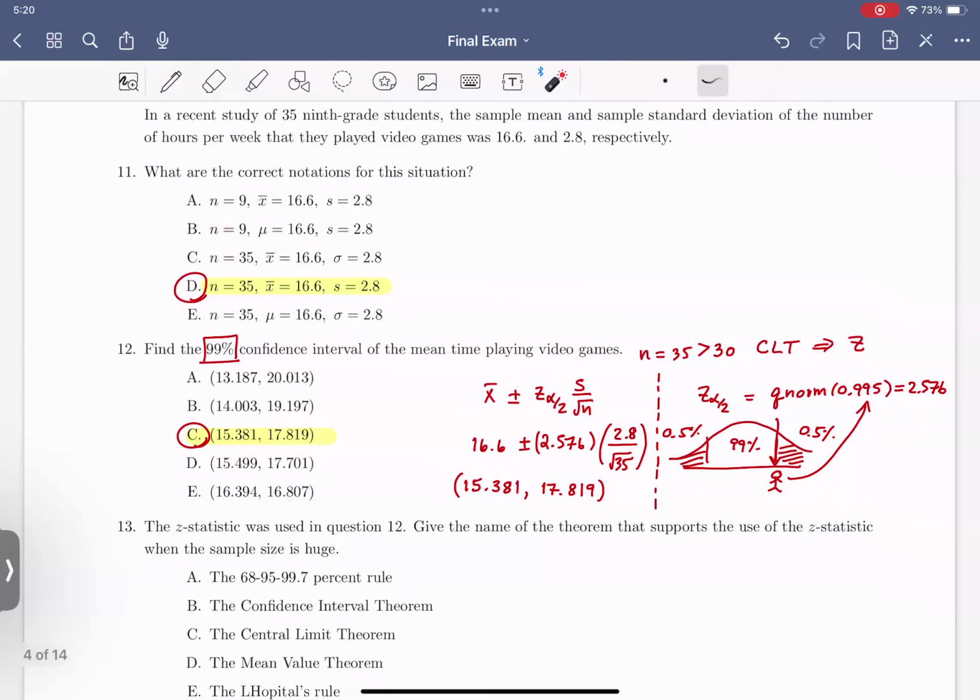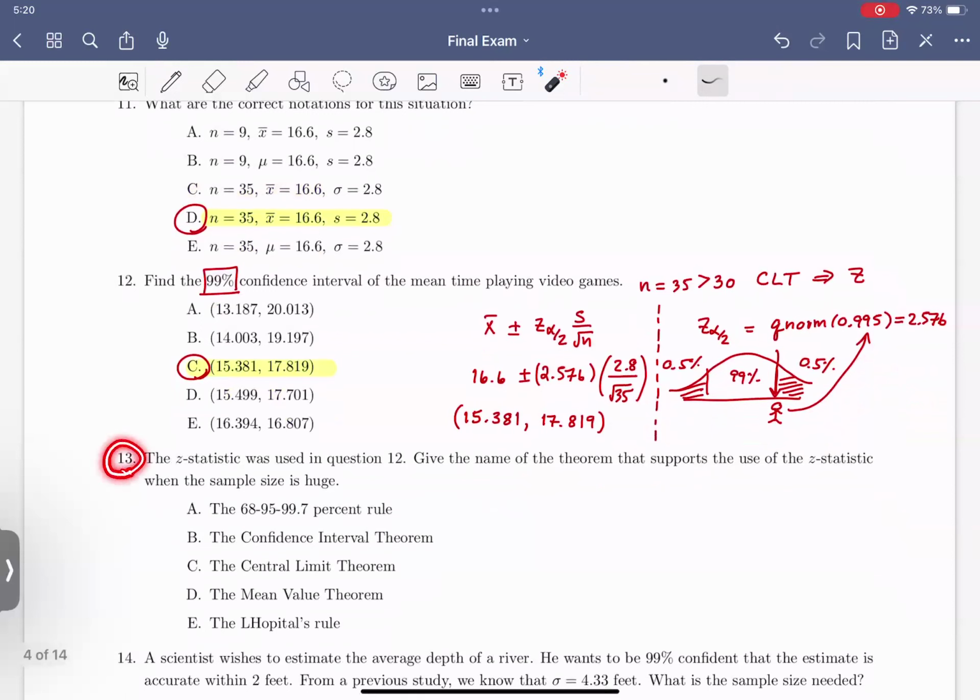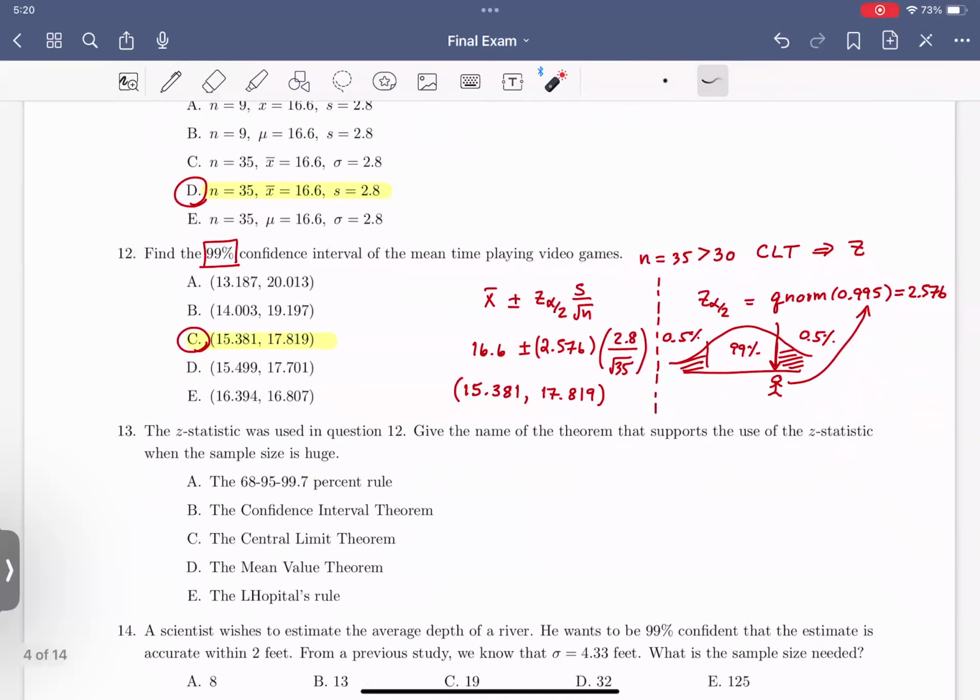All right, so next one, 13. The C statistic used in question 12: give the name of the theorem that supports the use of the C statistic when the sample size is huge. All right, this one is super easy. It's the central limit theorem here. So choice C again.